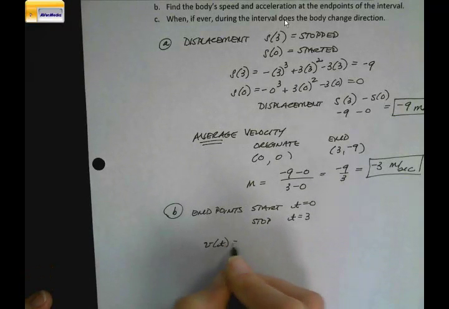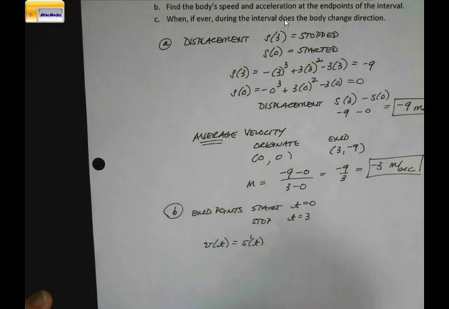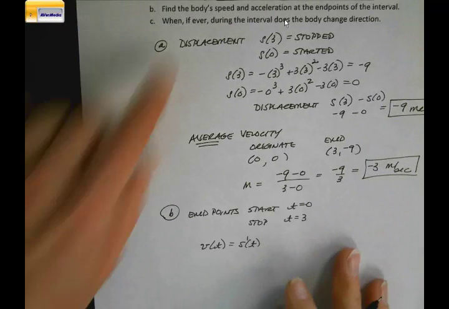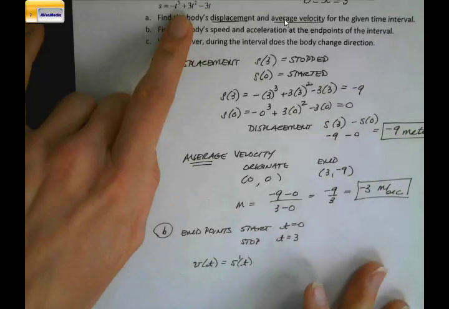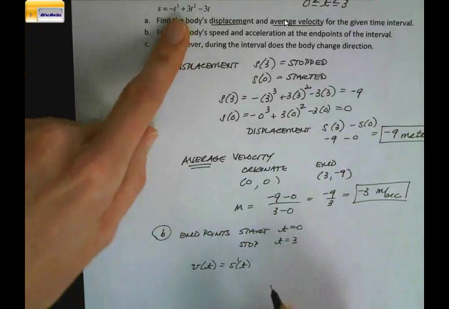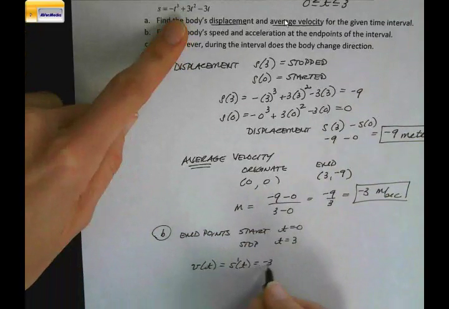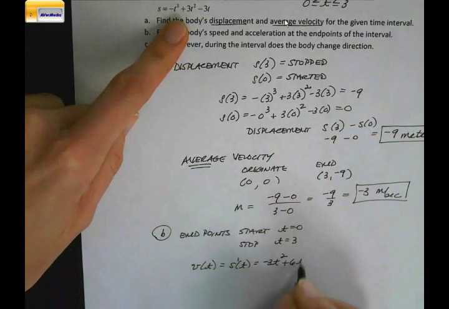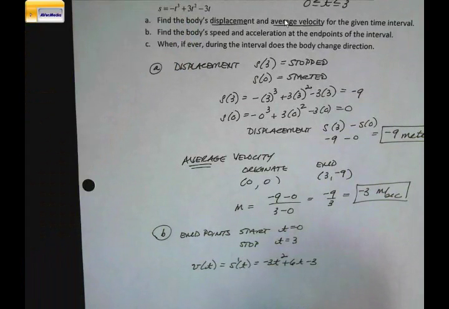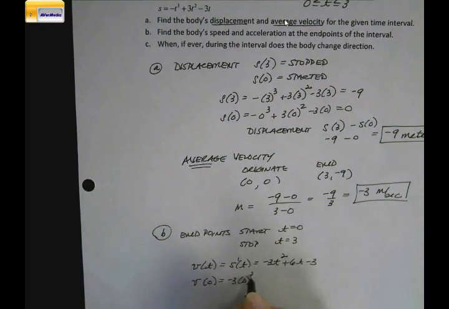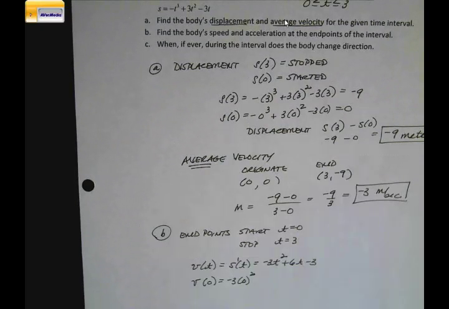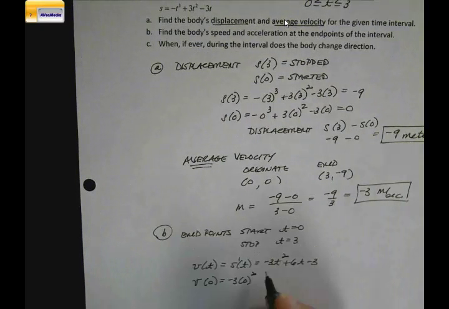So here we go. Velocity is the first derivative of your position equation, which is right here, this negative t cubed thing, which I'm having a hard time keeping it all on the screen. But the first derivative of our position equation is going to be negative 3t squared plus 6t minus 3. That's my velocity equation. So now my velocity at 0 seconds will be negative 3 times 0 squared plus 6 times 0 minus 3, which is negative 3 meters per second.